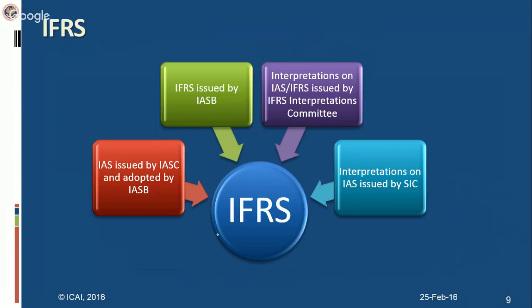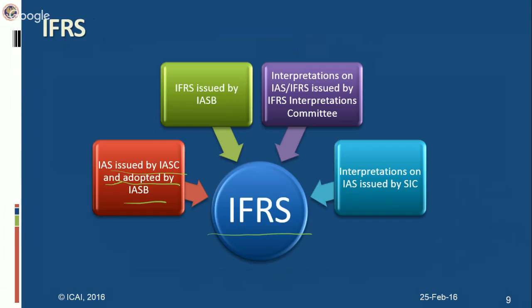In toto, in entirety, what is IFRS? It consists of 4 things. One is IAS issued by IASC and adopted by IASB. All the IAS which were issued earlier by IASC, that is International Accounting Standards Committee, were adopted by IASB if they were perfectly found by IASB.